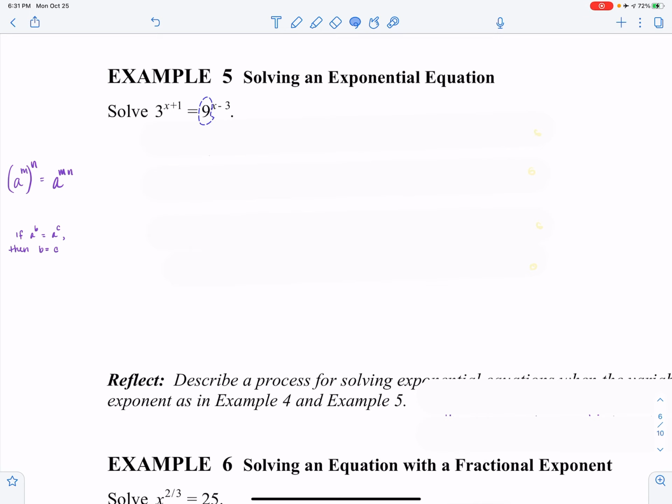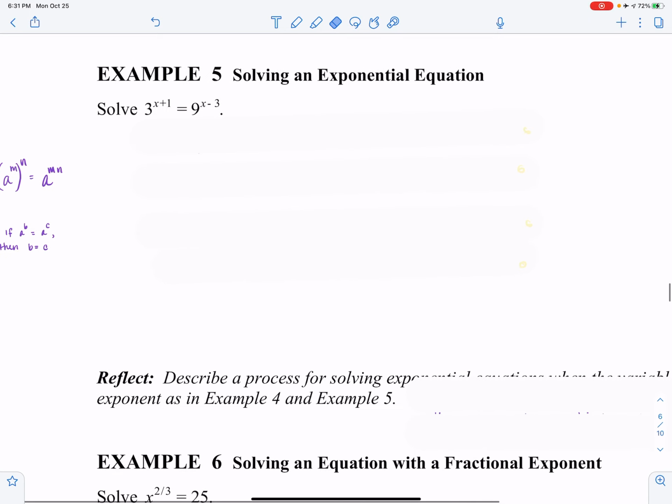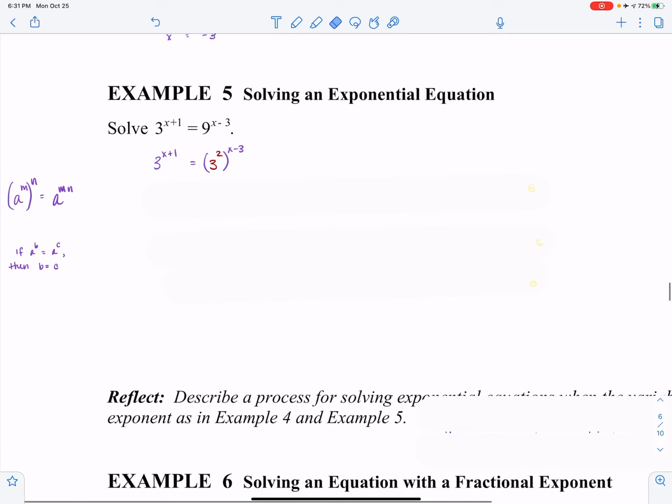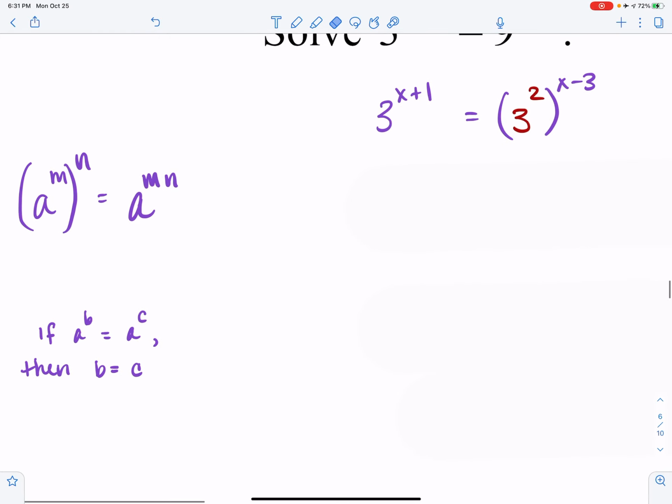Well, 9 is the same thing as 3 squared. So let's rewrite the entire equation exactly as is. The only difference is that the 9 came out and it was replaced with a 3 squared. Now, here's another chance to remind you of a rule that you have seen in the past. And that rule is when you raise a power to a power, then that's going to be the same thing as multiplying your powers together. Notice the bases didn't change. The base stayed the same. The only thing that we did was we multiplied our powers together.